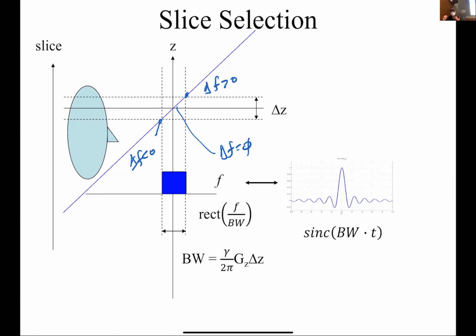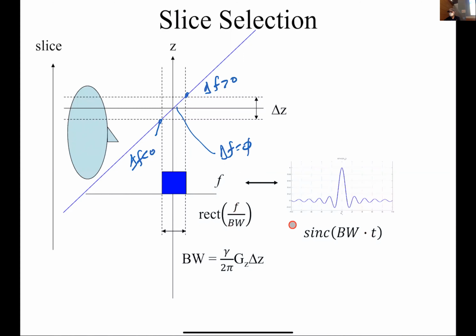Right? So we're going to have a bandwidth of spins, and if we look at that, we can say, well, we have a bandwidth of spins, and so this rect of f over BW, where the bandwidth is just gamma over 2 pi times Gz times delta z. So we know that we have an expression for, given a gradient and the size of our slice, what the frequency of spins we want excited. So then our job as the MRI engineer or physicist is to come and excite it with a waveform like this, where this is now a function of time. This was a function of frequency. So we had rect of f over BW.